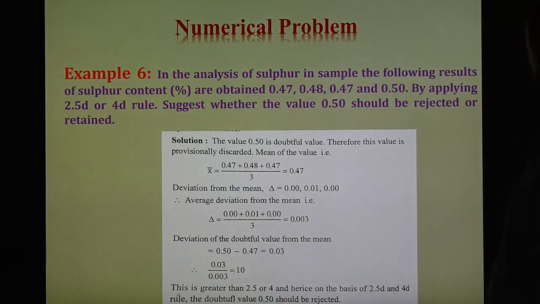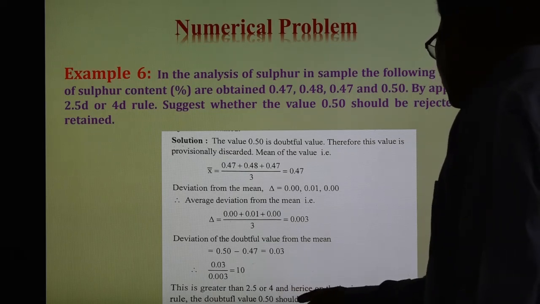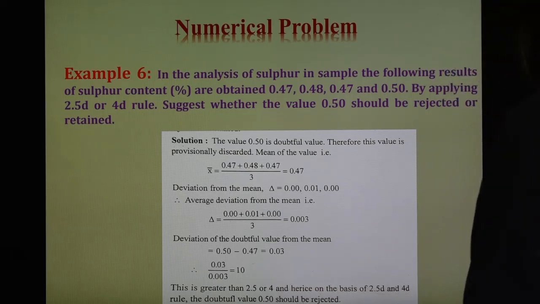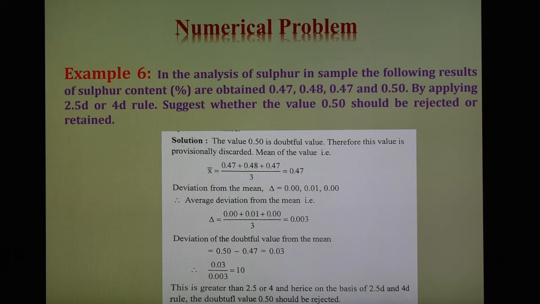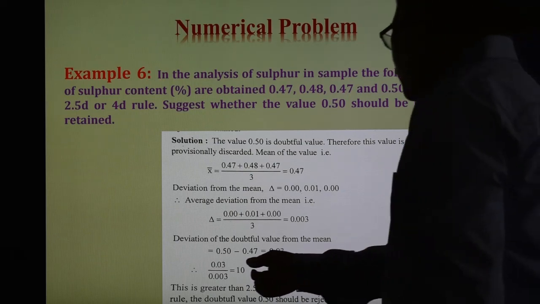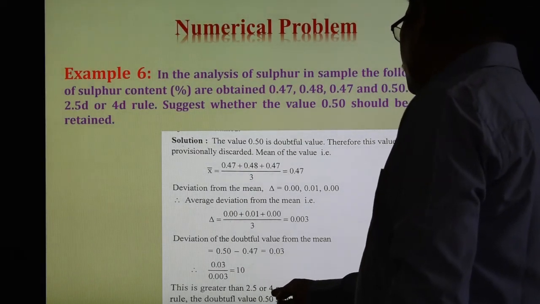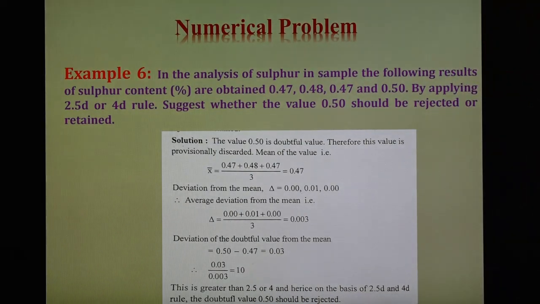And this is greater than 2.5 or 4 times the average deviation, and hence on the basis of the 2.5D and 4D rule, the doubtful value 0.50 should be rejected. So in this way, this value is greater than 2.5 or 4 times the average deviation, therefore it is to be rejected.